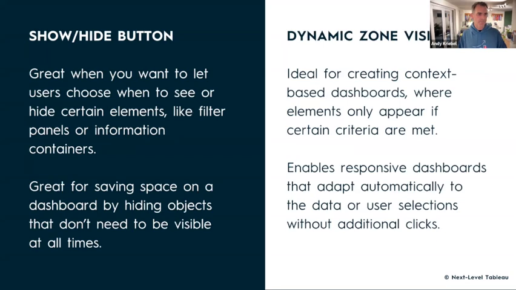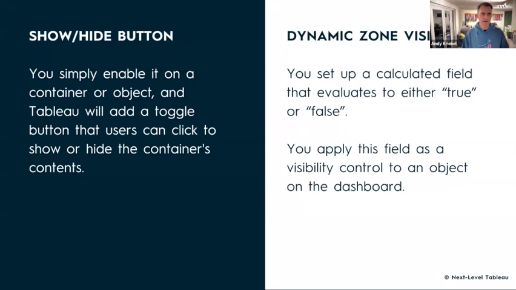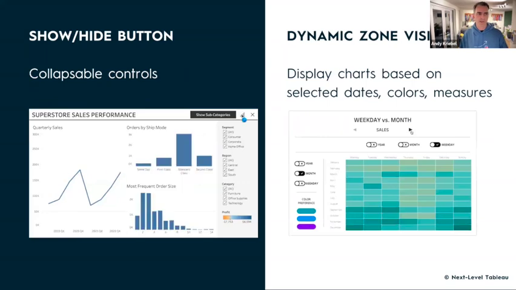I think we're getting out of time here, and I'll give you these slides, but I think I've probably covered most of this already. These are just more about when you should use them, but you can catch up on the slides. The show hide button is definitely easier to implement because you just choose show hide button, whereas dynamic zone visibility requires thinking through the calculations. But I've given you the formula now, those 5 steps that you need to do every time.